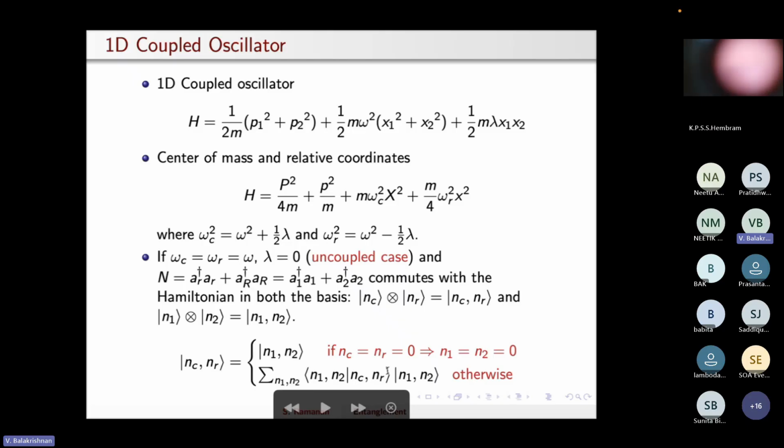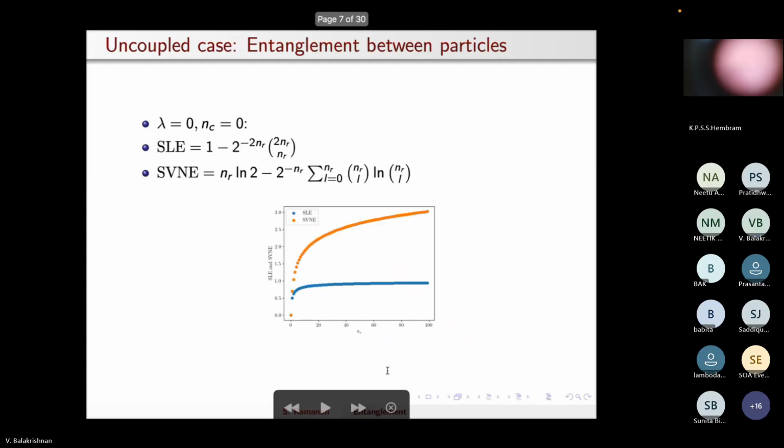So this has a direct analogy with the spin-half addition, except that this is no longer spin half. You have these oscillators, therefore you have two infinite-dimensional Hilbert spaces which are coupled together. So for the uncoupled case, if I keep NC equal to 0, it is possible to solve this analytically. Both SLE and SVNE have exact, closed-form solutions, given here.